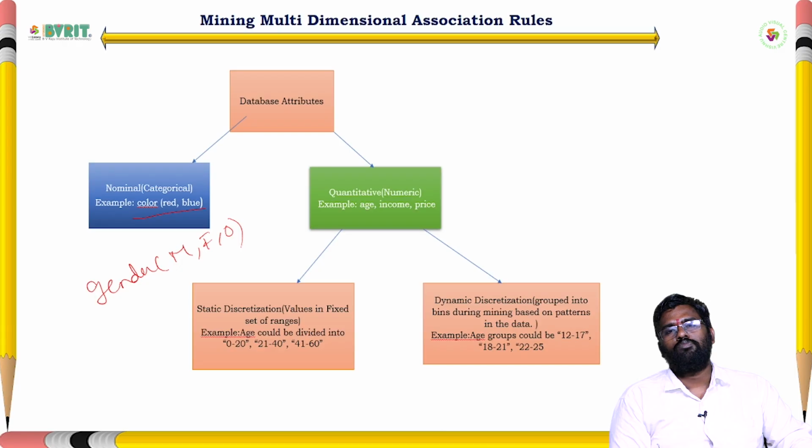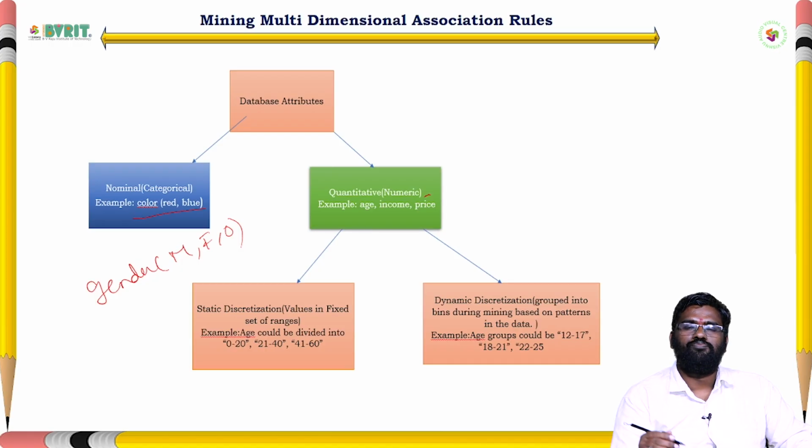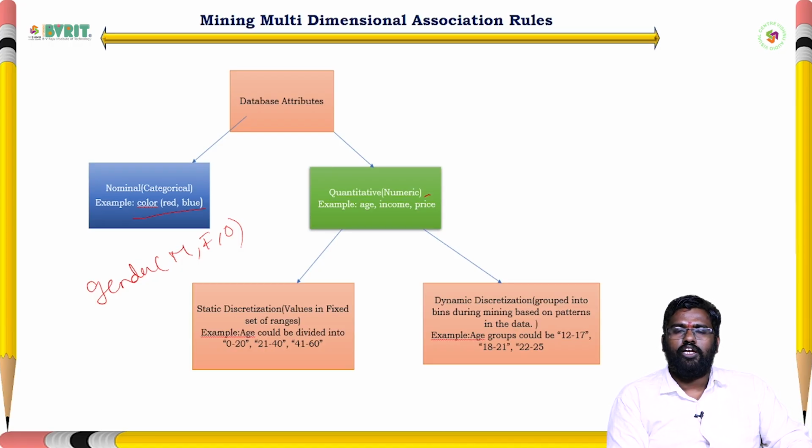Quantitative numeric values means it contains things as numbers, measurements or prices. Those all come under numeric type. In this numeric type, we are having 2 types of things, static discretization and dynamic discretization. Static discretization means they are having some fixed set of values, and we need to use only that fixed set. See here, the age may be between 0 to 20 or 21 to 40, 41 to 60. Within that range only we need to choose the ages.